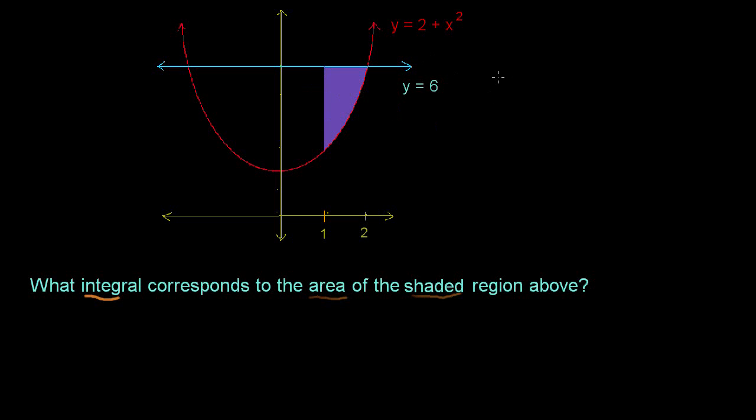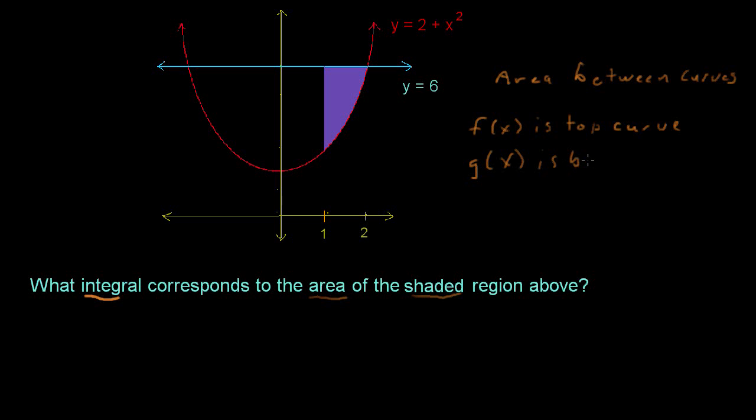And as you know, the area underneath a curve can be represented by an integral. And so the area between two curves is what we're looking at here. Let's say that one of the curves is described by the function f of x. And so f of x is the top curve, and the bottom curve is g of x.